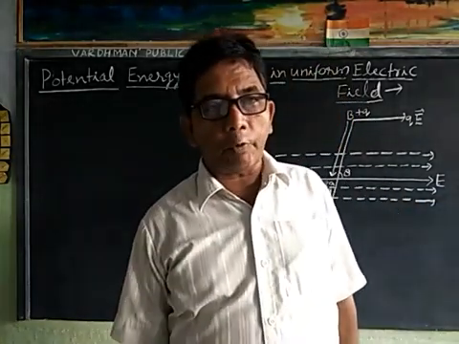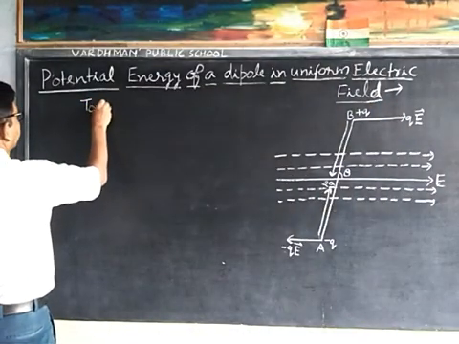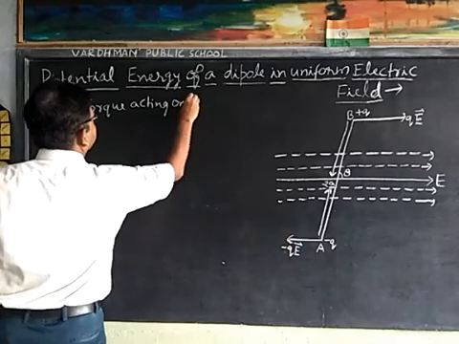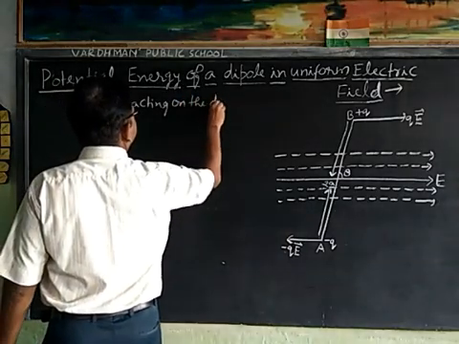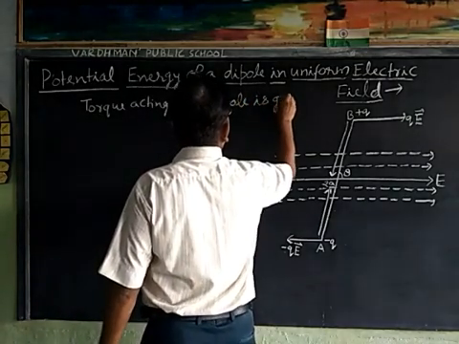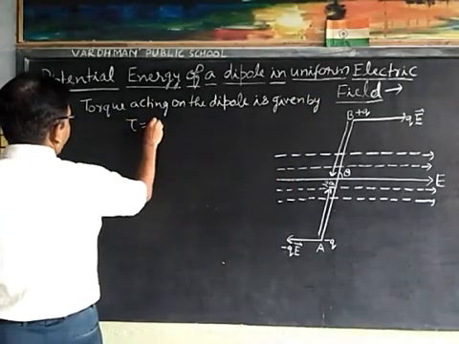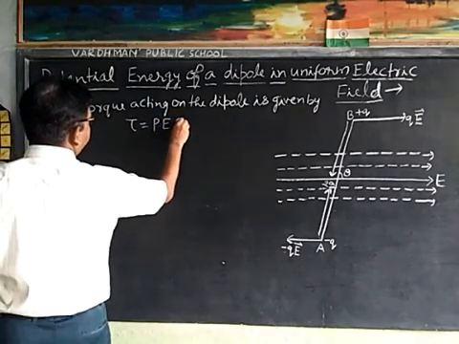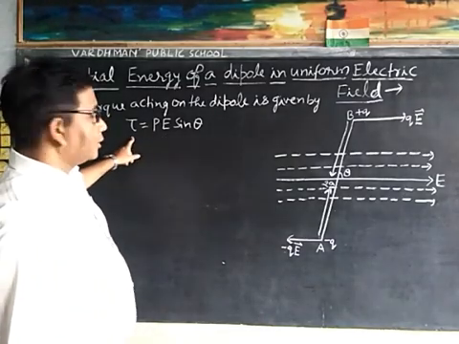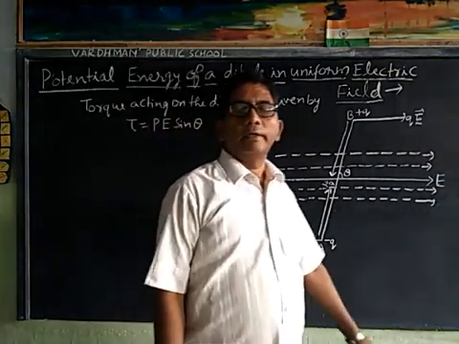Now the torque acting on the dipole is given by tau is equal to PE sin theta, where tau is torque, P is the dipole moment, and E is the electric field.